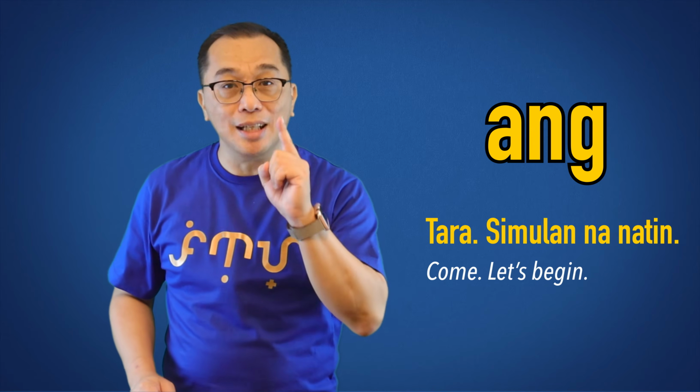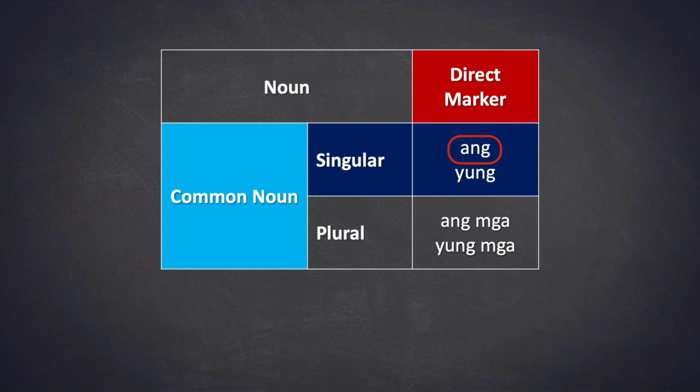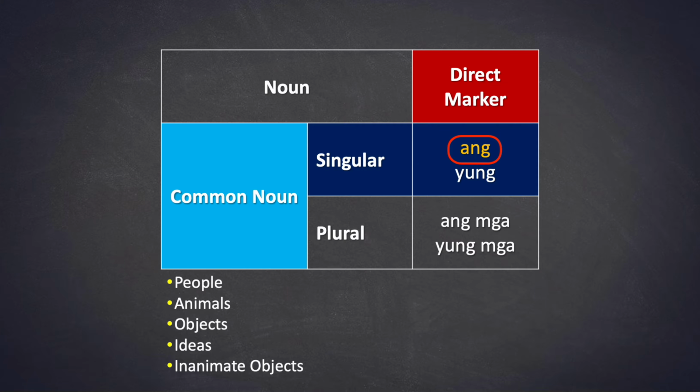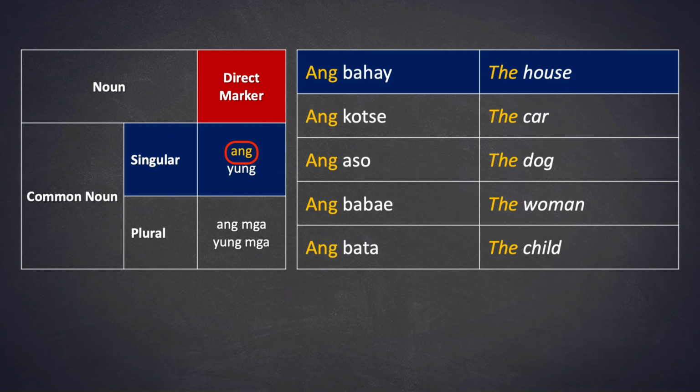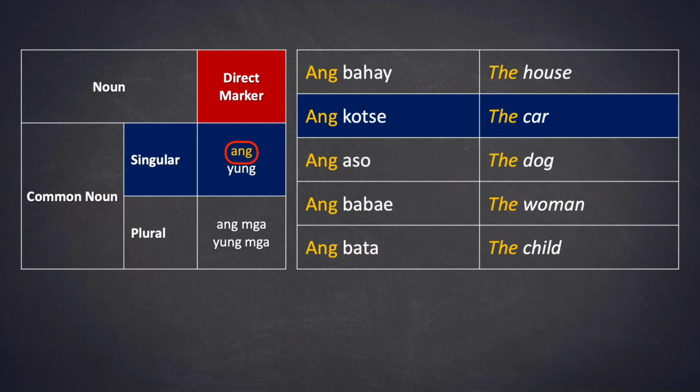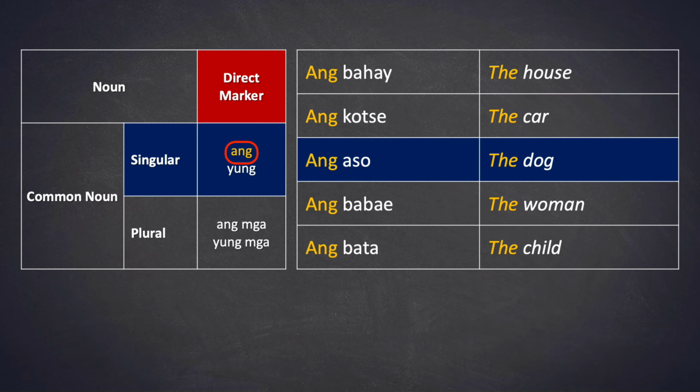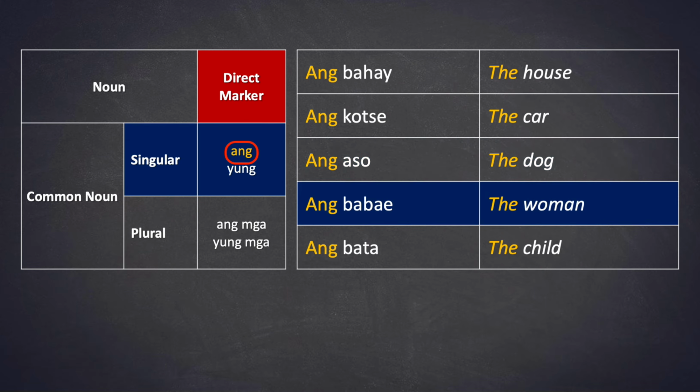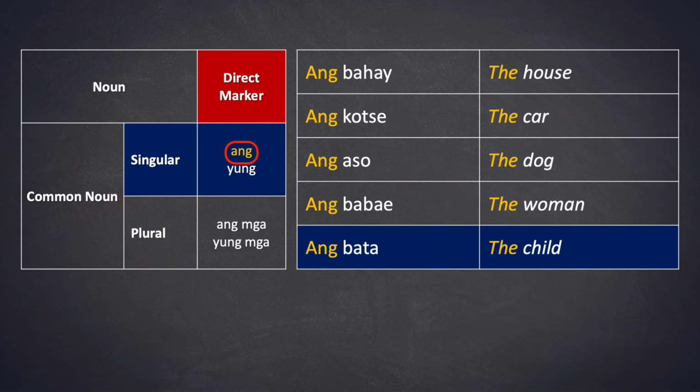So, tara, simulan na natin. The ang case marker is used for common nouns like names of people, animals, objects, ideas, or inanimate objects. The easiest way to understand the ang case marker is to think that it does exactly what the article the does in English. For example, ang bahay, the house; ang kotse, the car; ang aso, the dog; ang babae, the woman; ang bata, the child, and so on.